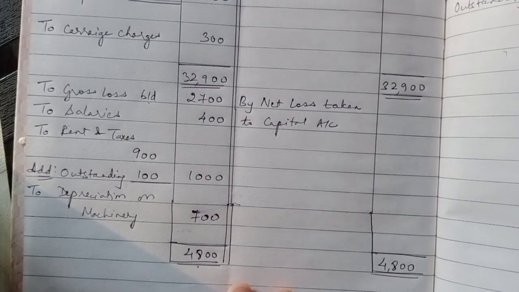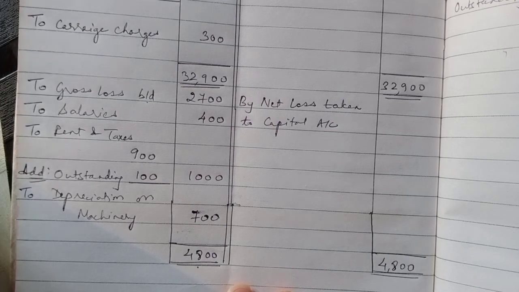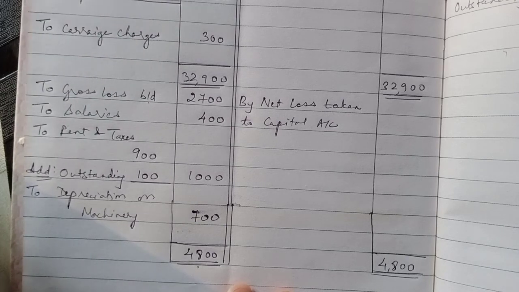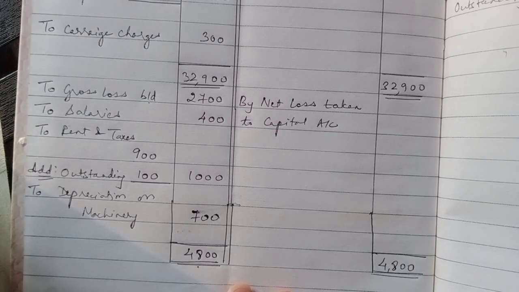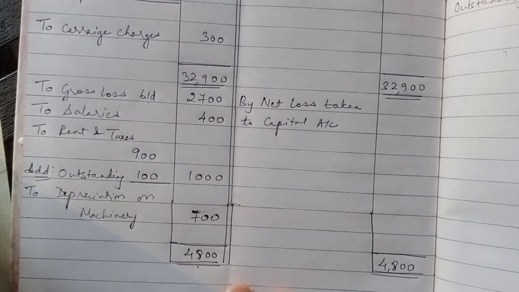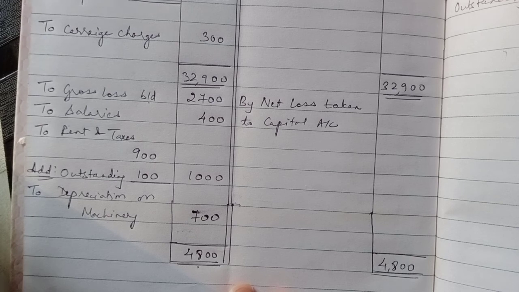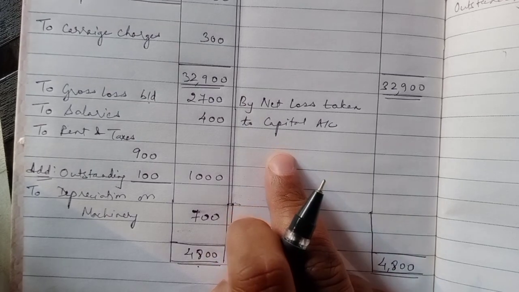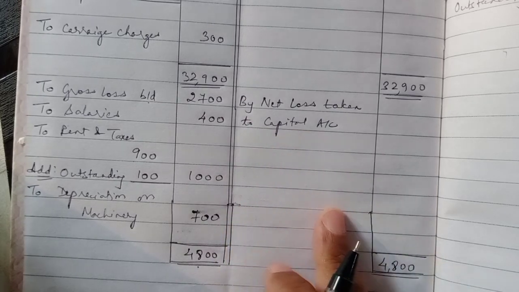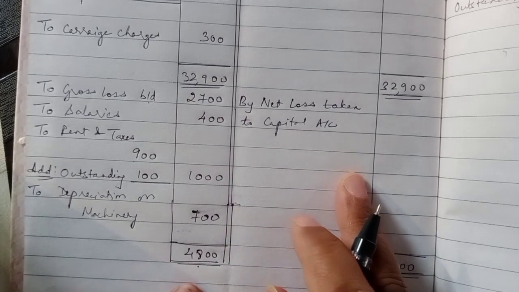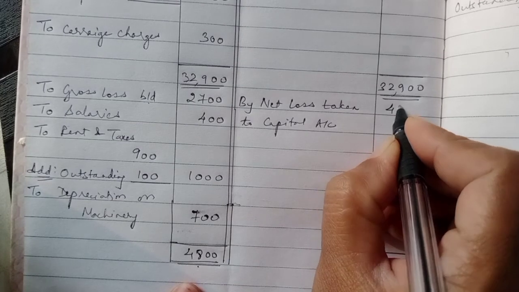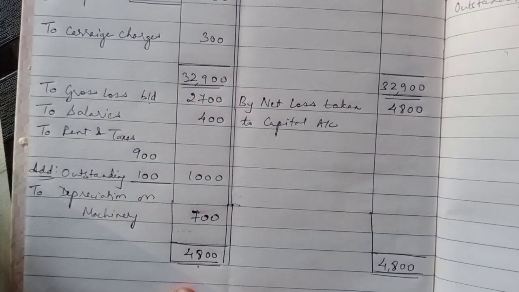capital account. Whether there is a net profit or net loss, it belongs to the owner, and the owner's account is represented by the capital account in the balance sheet. So if there is a net profit, it will be added to the capital account. If there is a net loss, it will be deducted from the capital. Now in this case there is a net loss, so this amount will be deducted from the capital account in the balance sheet. This amount is rupees 4,800.